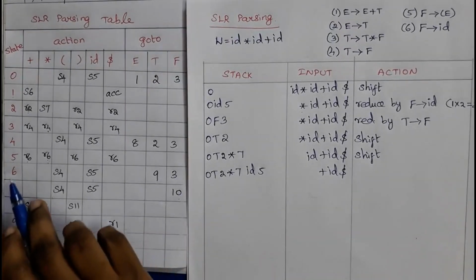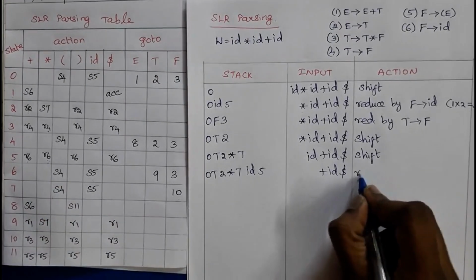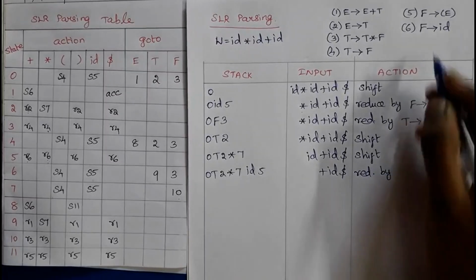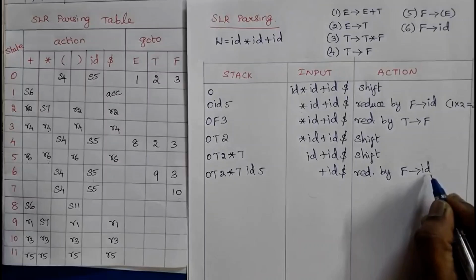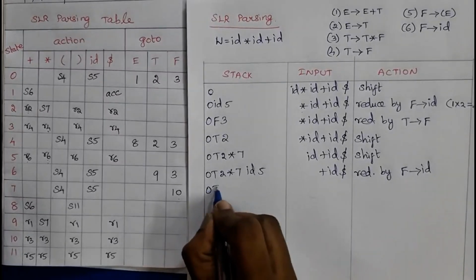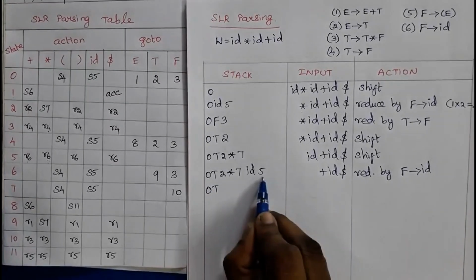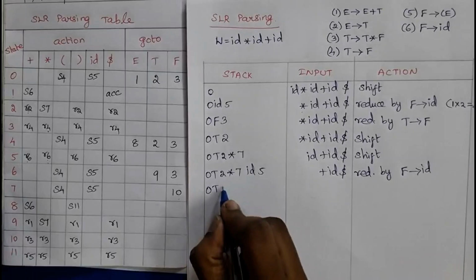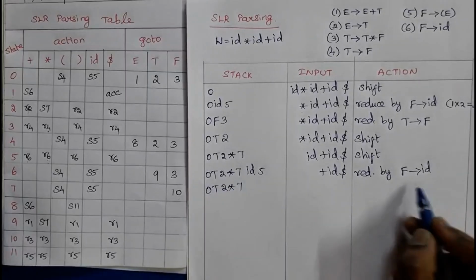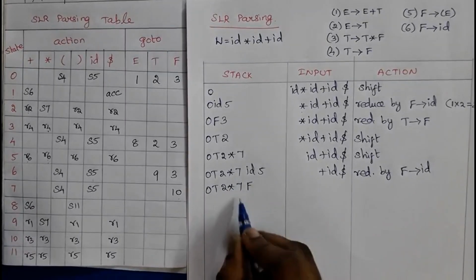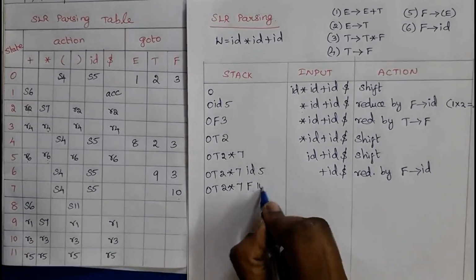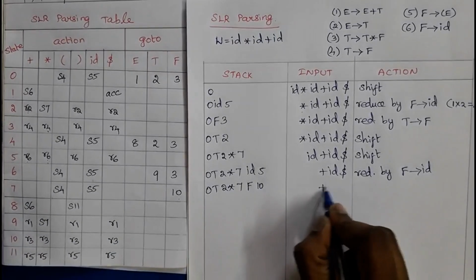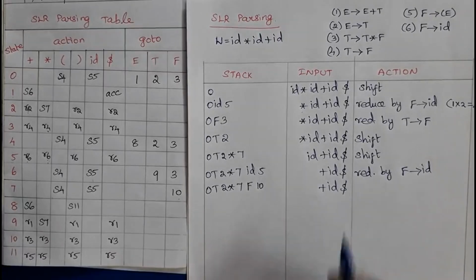Now 5 and plus. 5 and plus is reduce 6. So reduce by the production number 6, F tends to ID. Now length of the right hand side is 1. Multiply it by 2. So we need to pop 2 symbols from the stack. So ID and 5 must be popped from the stack. And we need to push left side of the production F. Then 7 and F. 7 and F is 10. 10 should be considered as a single symbol. No change in input buffer.